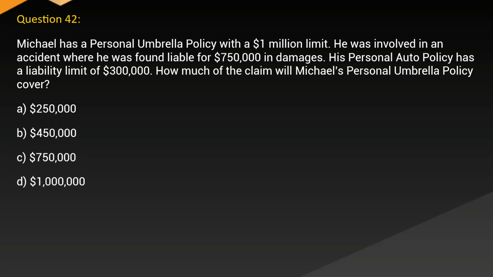Question 42. Michael has a personal umbrella policy with a $1 million limit. He was involved in an accident where he was found liable for $750,000 in damages. His personal auto policy has a liability limit of $300,000. How much of the claim will Michael's personal umbrella policy cover? A. $250,000. B. $450,000. C. $750,000. D. $1 million.